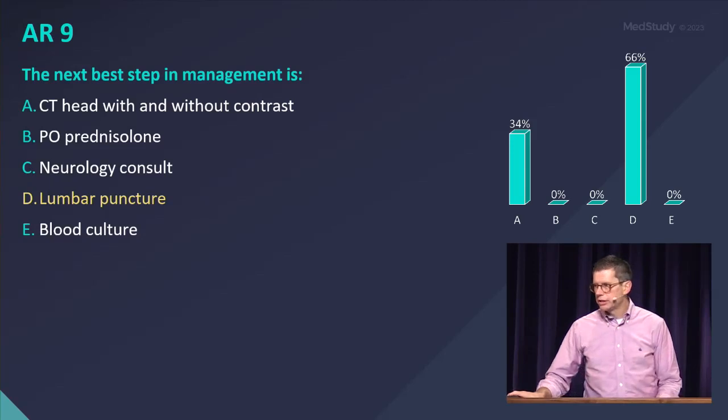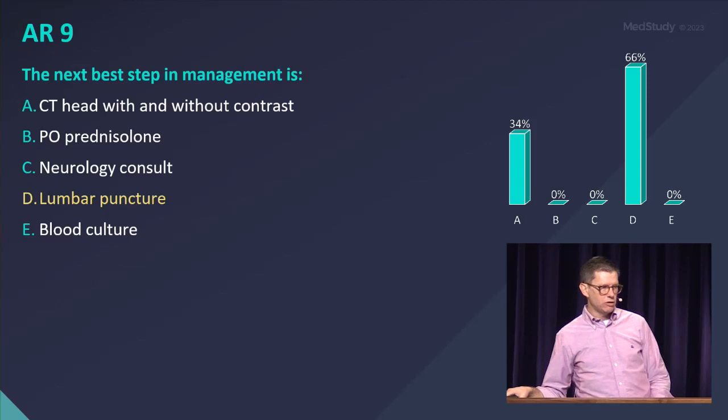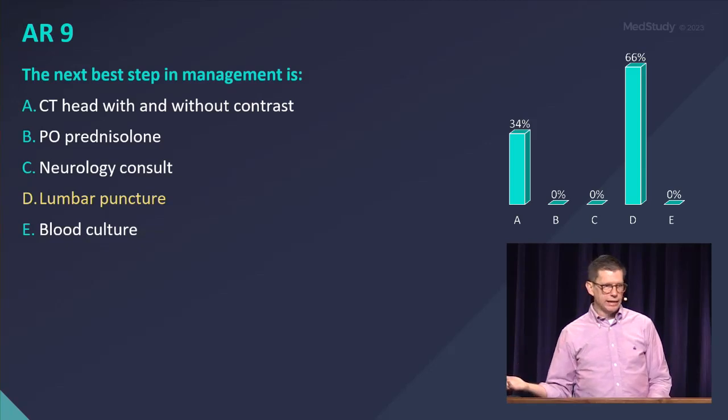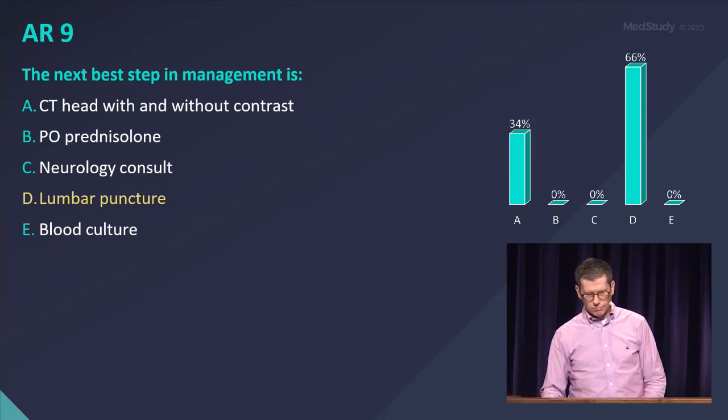We don't do steroids because this kid is immunized, so we're not worried about Haemophilus influenzae serotype B causing meningitis. A blood culture can be helpful, especially if you can't get the LP for whatever reason, and before you start antibiotics to try to get a pathogen. But for this particular step, it's lumbar puncture.